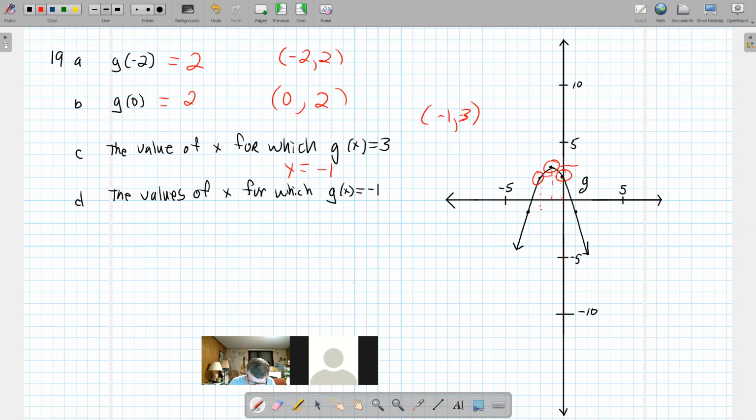Part D says the values of x for which g of x is -1. Oh, so now we're looking to do this. G of x is -1 here. So that would be at what? -3. And here, which is at 1. So x equals -3 and 1. Questions there?